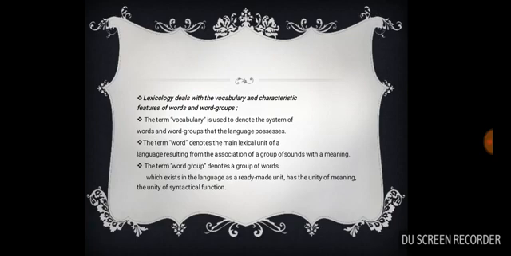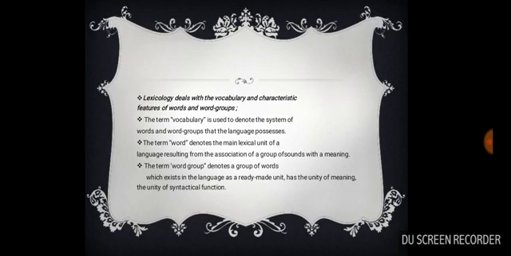The term word denotes the main lexical unit of a language, resulting from the association of a group of sounds with a meaning. The term word group denotes a group of words which exists in the language as a ready-made unit, has the unity of meaning, the unity of syntactical function.